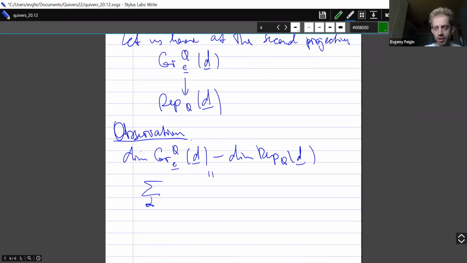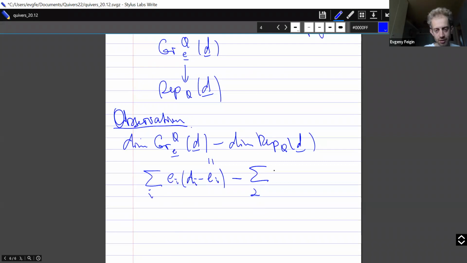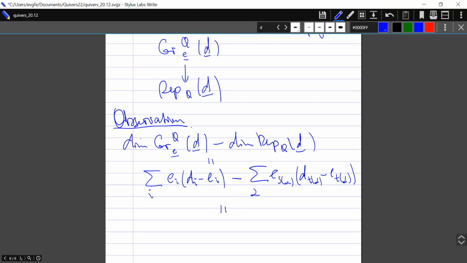So the conclusion is, then, this is the sum over i of e_i(g_i minus e_i), minus the sum over alpha. This is the term which is left here, yes? e_s(alpha)(g_t(alpha) minus e_t(alpha)). So do you remember, have you seen this thing before? Do we have a name for this? What's the value of the Euler form on the vectors e_i and g_i minus e_i?